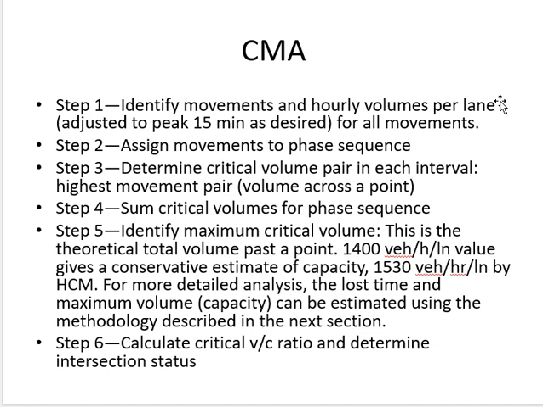Each time you have two, right? So this plus this, and then this plus this. Which one gives the highest sum for both movements? You will take that as the critical one. Okay, sum the critical pairs from different phases. So you now have total critical volume, and you can compare it with the saturation flow rate.